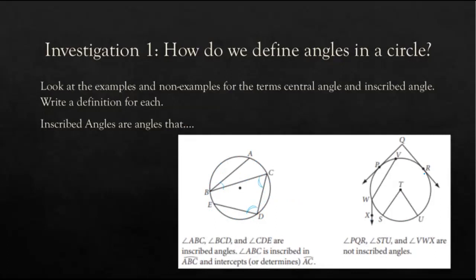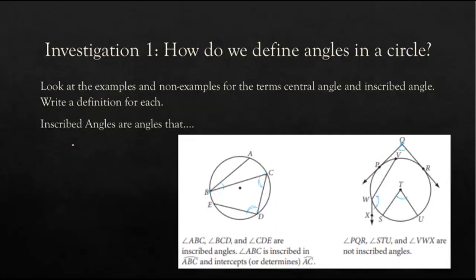What about these angles? None of these are inscribed. So PQR, this one out here, is not an inscribed angle. STU, well, STU looks like a central angle, so that's not an inscribed angle. And VWX, this one over here, not an inscribed angle. What could we say about inscribed angles? It looks like their vertex is on the outside of the circle. This one was outside of the circle. This one was on the circle, but the leg didn't stay inside the circle. And this one had a vertex at the center, not on the side.